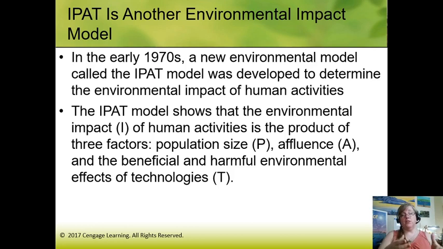You can plug in population size of different countries. You can plug in affluence, meaning are they the developed countries or the less developed countries. You can plug that in for A. And then you can take technologies. If we have harmful technologies, and then if we have good technologies, we can subtract one from the other to balance out. So if we have more good technologies than bad, you're going to have a positive technology. If you have more bad technologies than good, that's going to be negative.